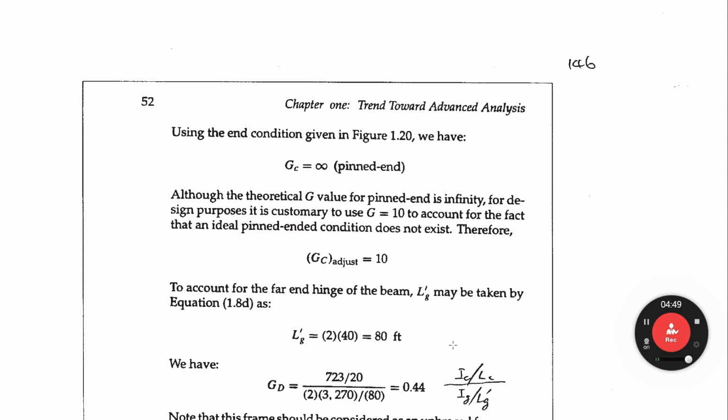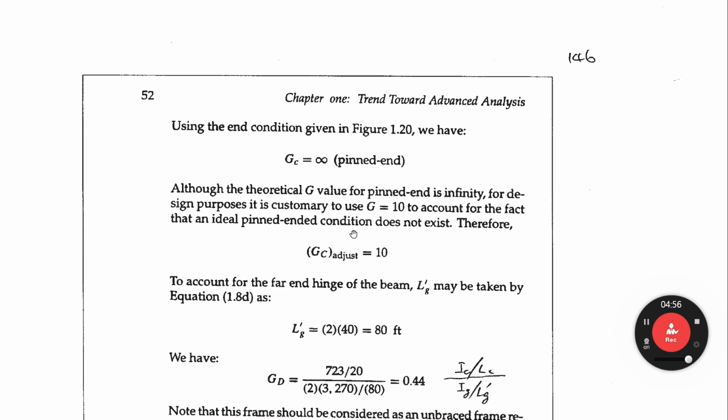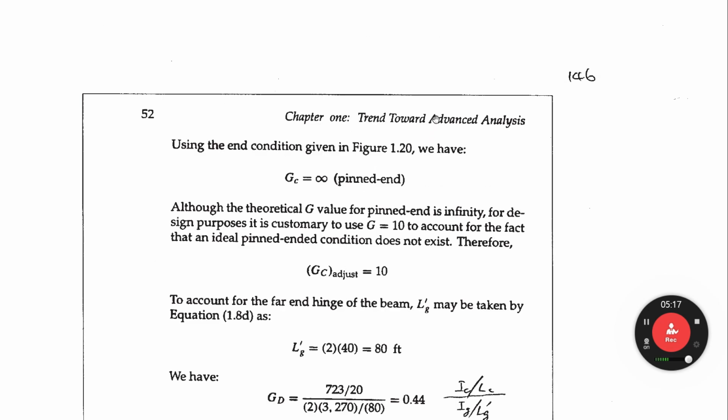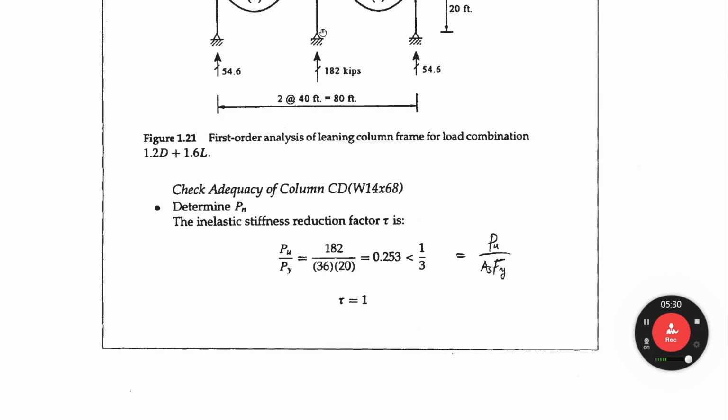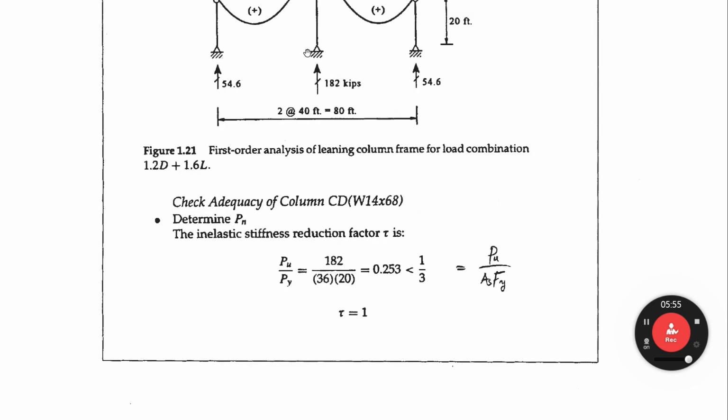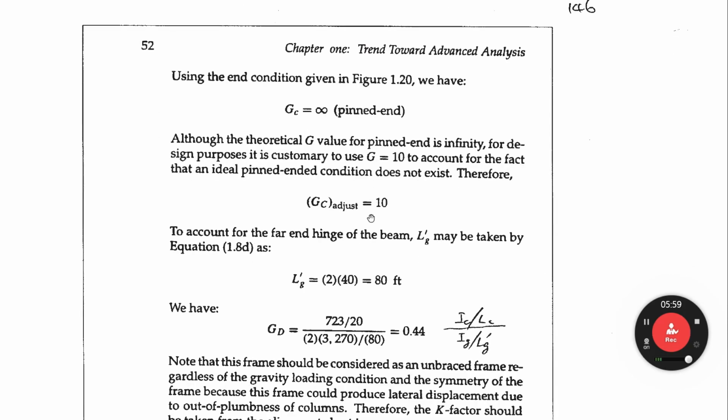And let's calculate the K factor. As you see, the bottom of this column is hinged. The stiffness ratio is column stiffness over beam stiffness, right? So we have a certain value of column stiffness, but we don't have any beam stiffness because it is hinged or connected. So the stiffness ratio GC equals infinite. But in the real world, there is no infinite case. That means there is some friction here, a little friction. So in design practice, we use G equal to 10 instead of infinite. So GC adjusted is equal to 10.